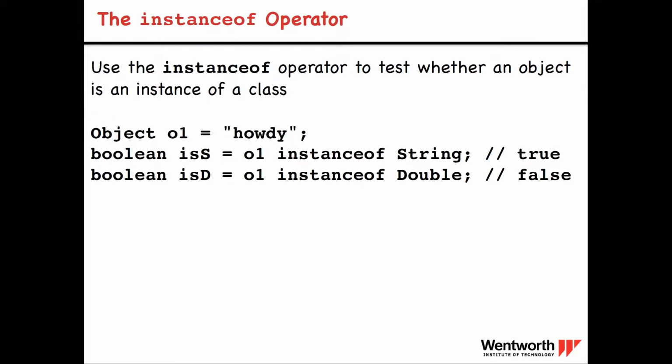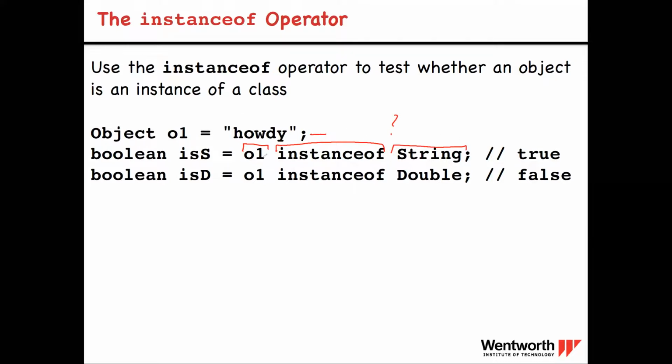All right, there's another operator that plays a role in this as well. It's called instanceof, and it tests whether an object is an instance of a particular class. So if I created an object called O1 with a string howdy, and I say, is O1 an instance of a string? This is a question. And this gives me back true or false.